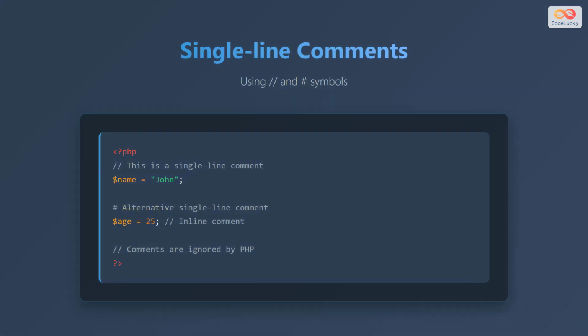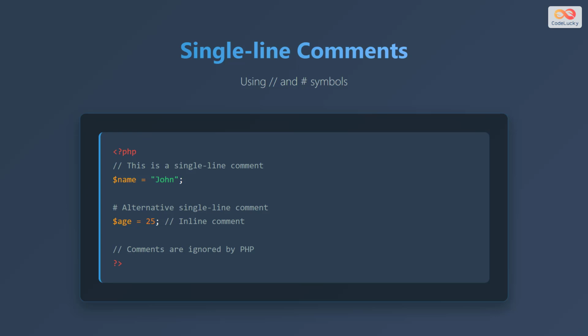Single-line comments are used for adding quick notes and brief explanations to your code. There are two ways to write single-line comments. Use either double slash or the hash symbol. Anything written after these symbols on a single line will be treated as a comment. Comments are ignored by the PHP interpreter.